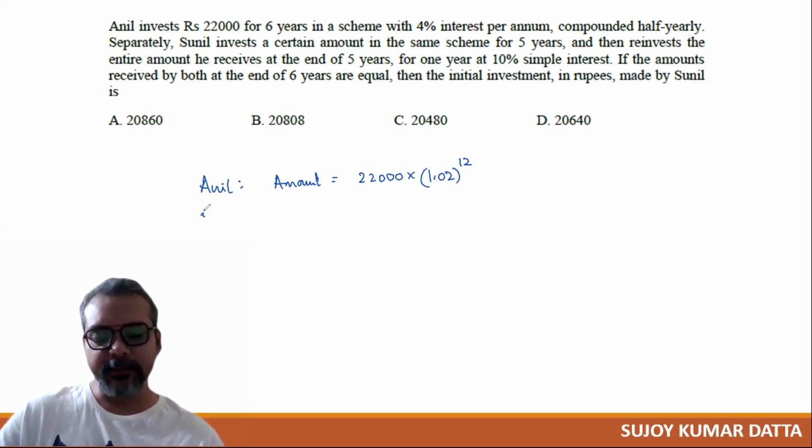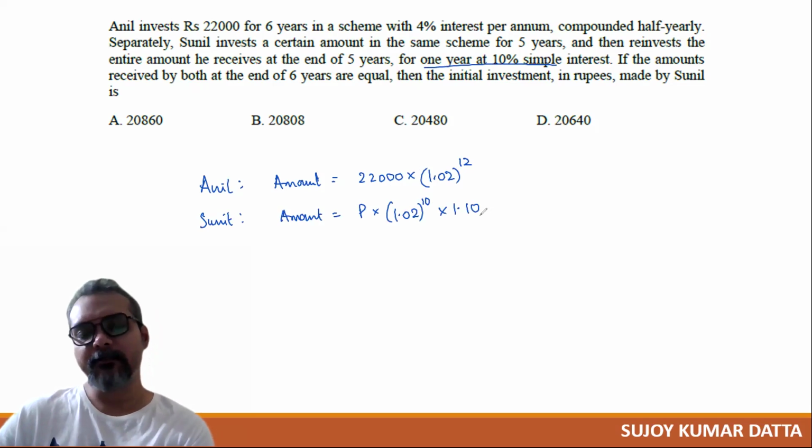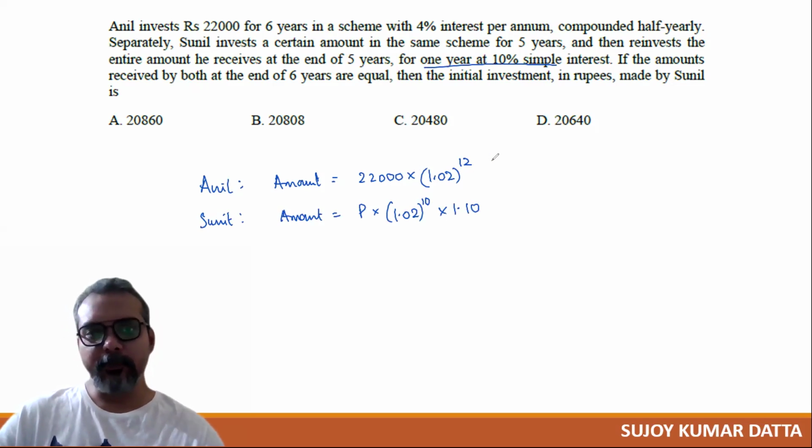Now what Sunil does is he invests a certain amount. So let us call it P for 5 years. So that means... and then reinvest this for 1 year at 10%. So that will be the amount after one more year. So in both cases, after 6 years, it says that the amounts are equal. So we'll need to equate them.